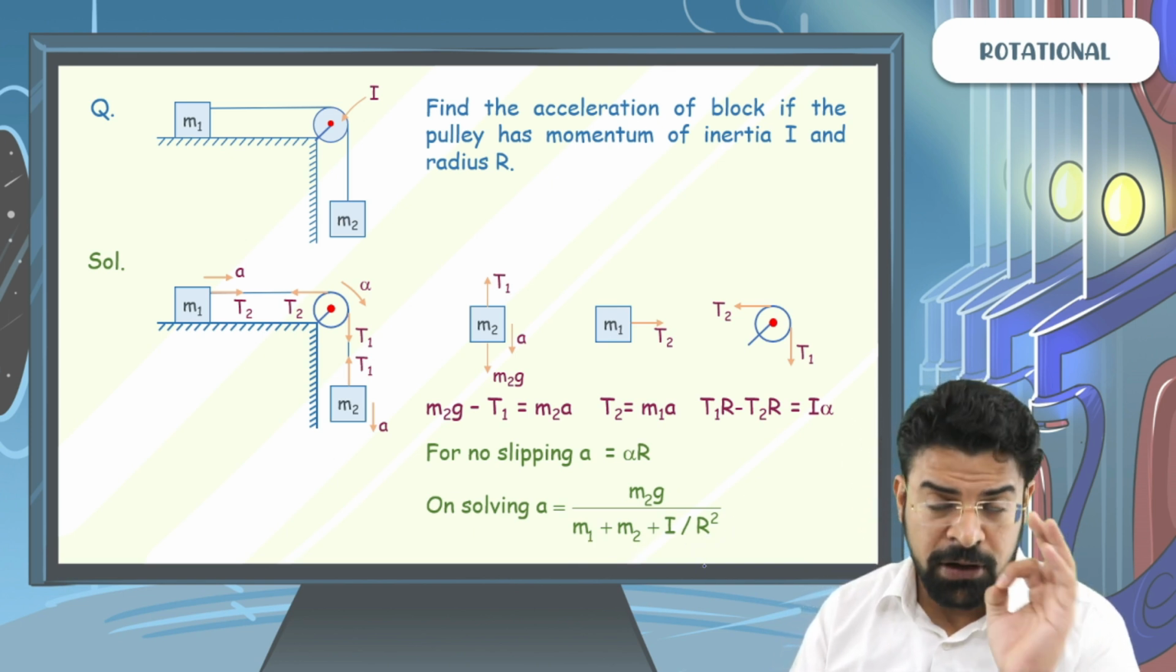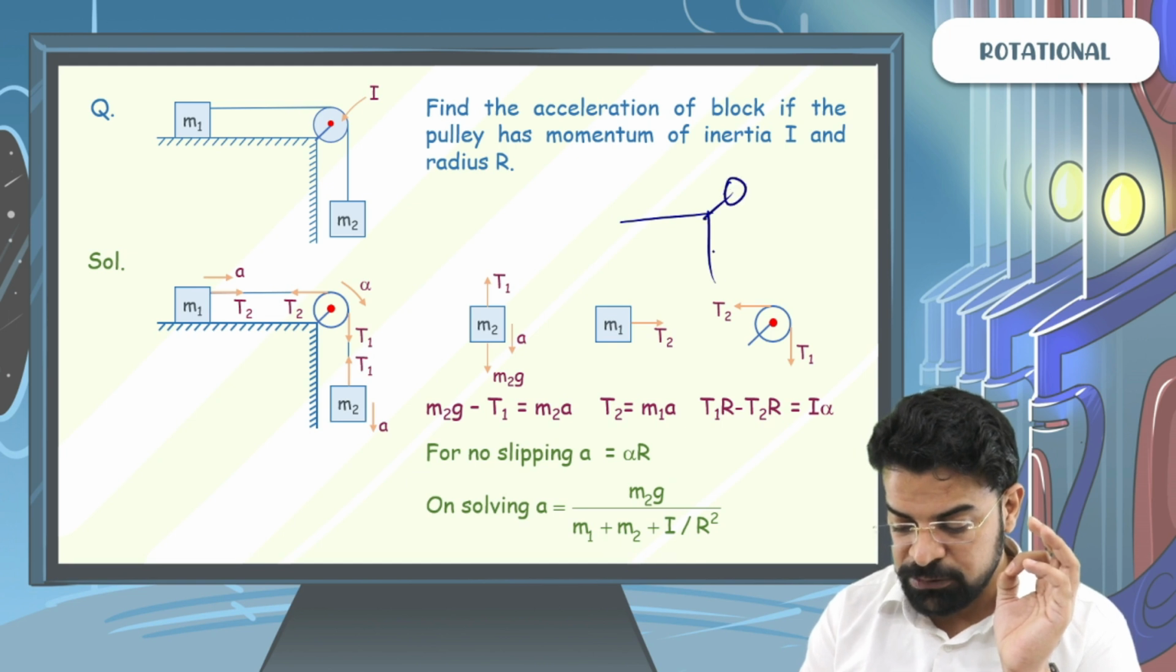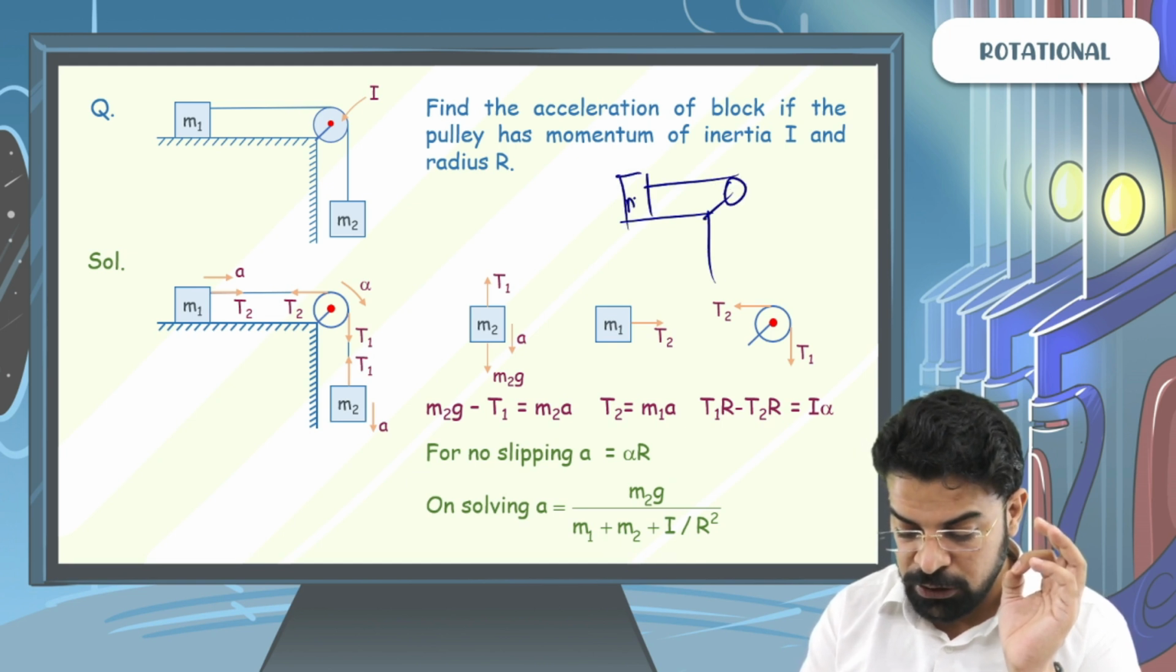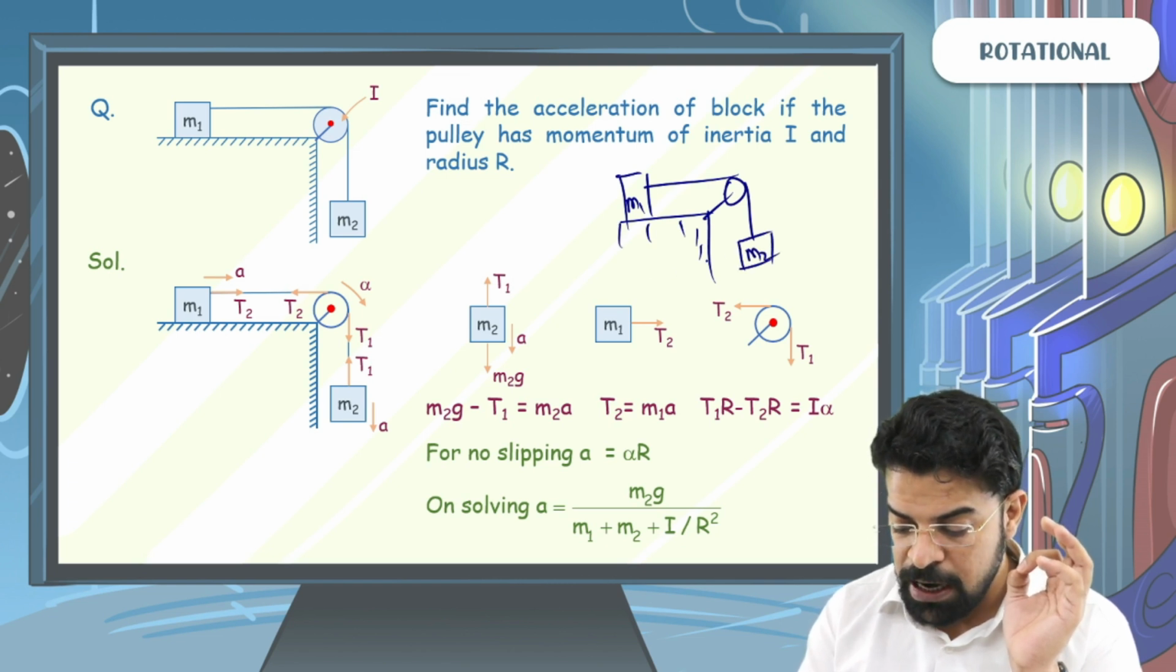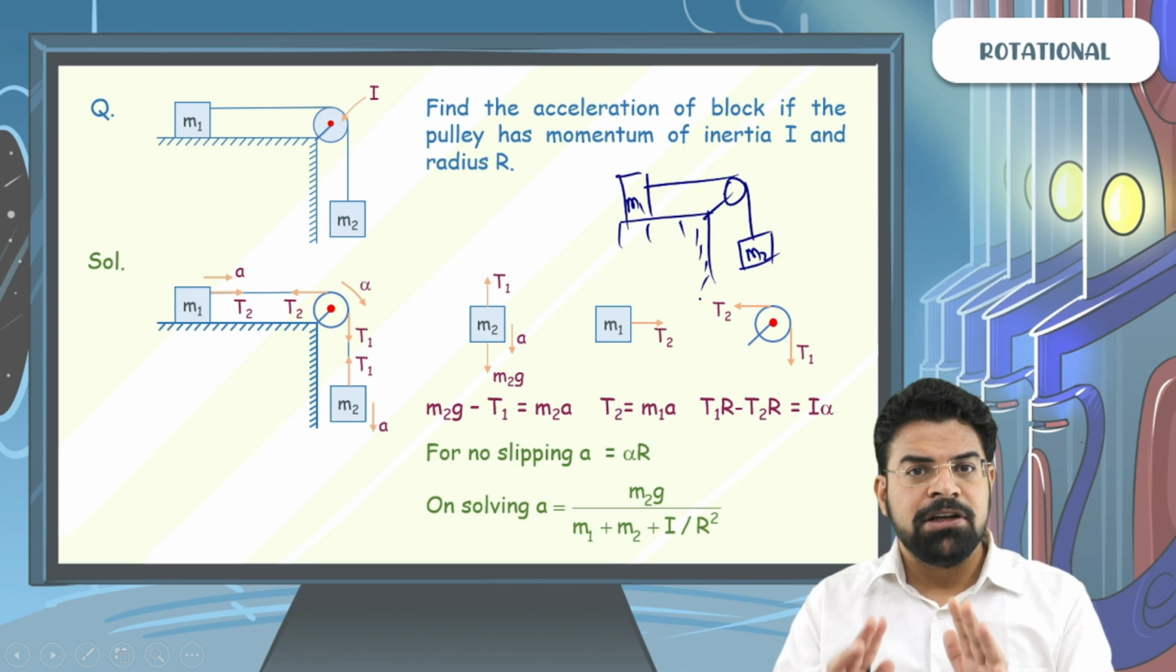If I had told you this pulley is massless and we are doing a question of Newton's laws, and here we have a block of mass m1, here we have a block of mass m2, and I ask you to determine the acceleration of both the blocks.